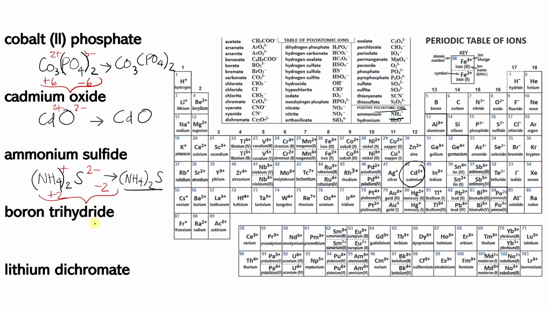Next, we have boron trihydride. So this one we have the prefix tri. So this one is boron. Then we have hydrogen. We have tatlo. This is the chemical formula for this one.